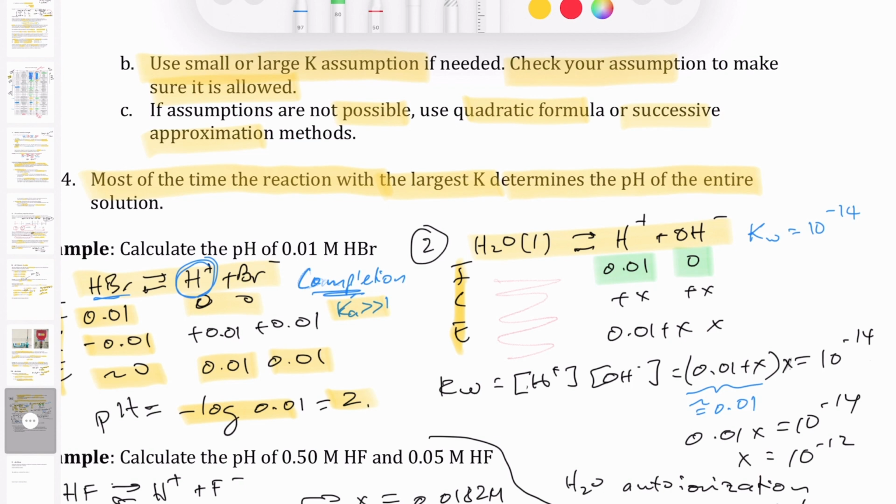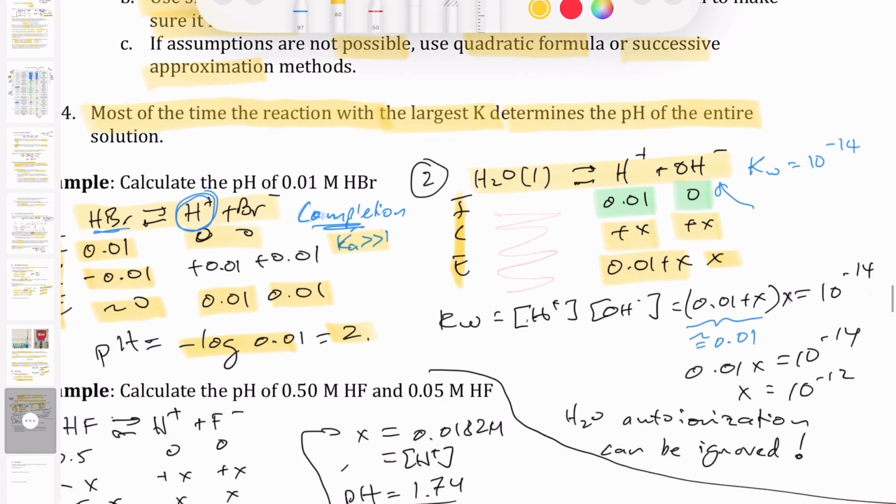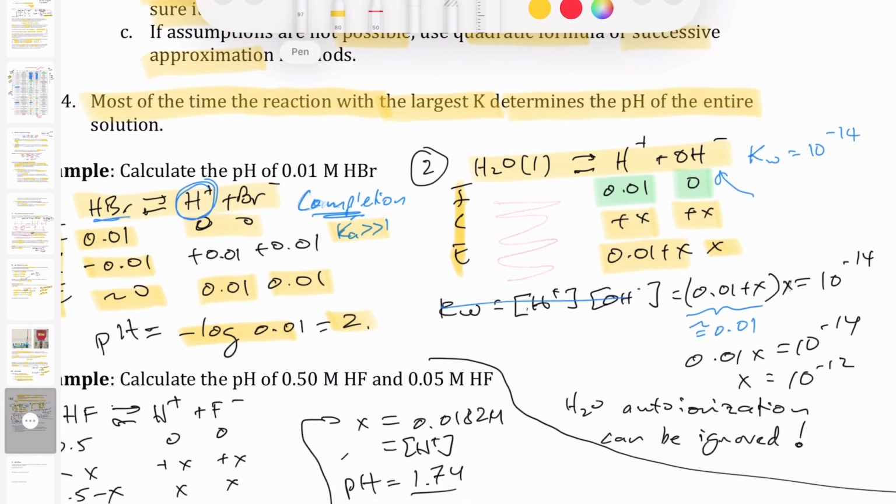So if we go about it that way, then our change is still going to be plus X. Why still plus? Because we don't have any OH minus, so we don't have a product, right? If we don't have a product, that means we're going to make some product. And so at equilibrium, what we have is 0.01 plus X for the H plus, and then just X for the OH minus. We set that up equal to the KW expression, which is this one right here. KW equals H plus times OH minus. The H plus is 0.01 plus X. The OH minus is just X.